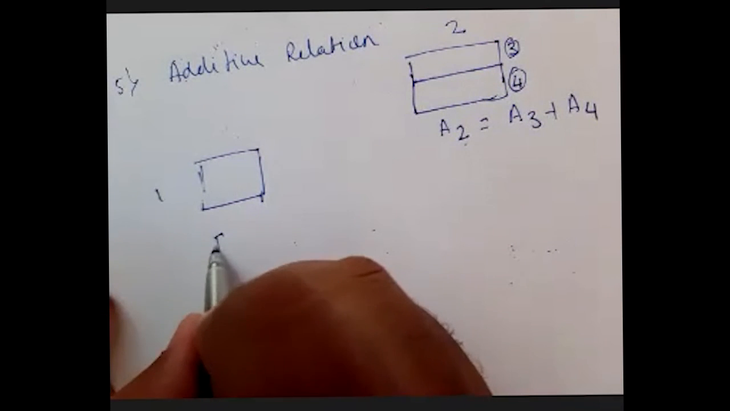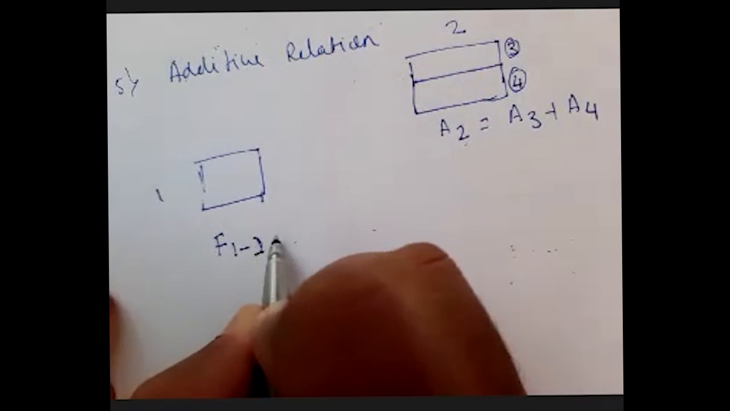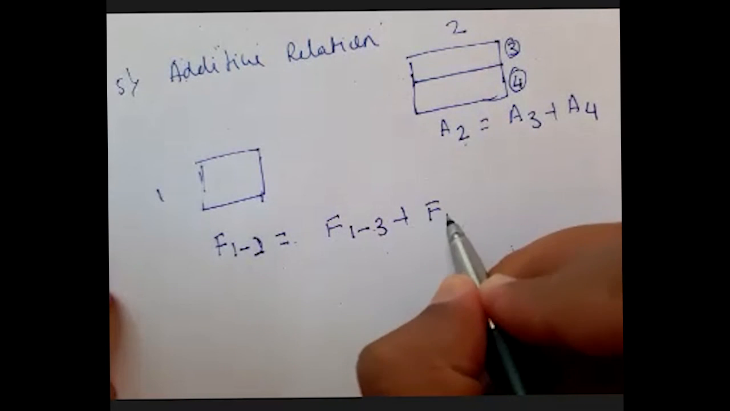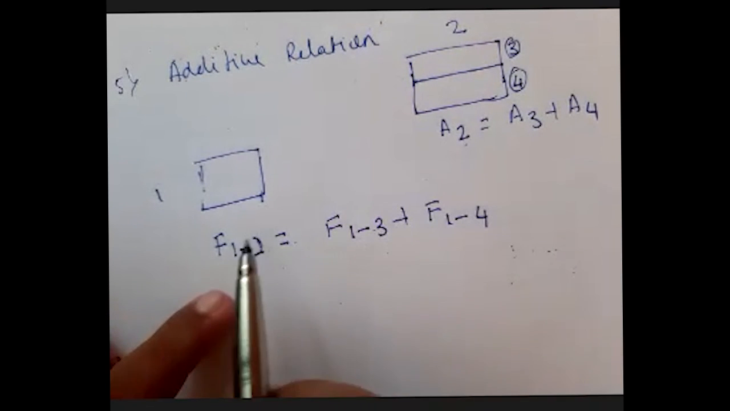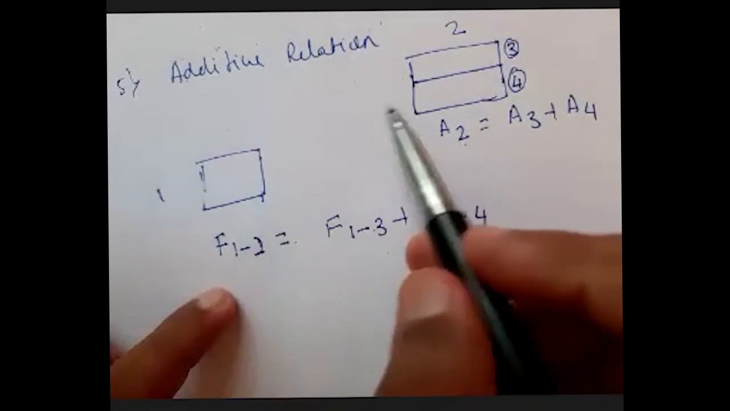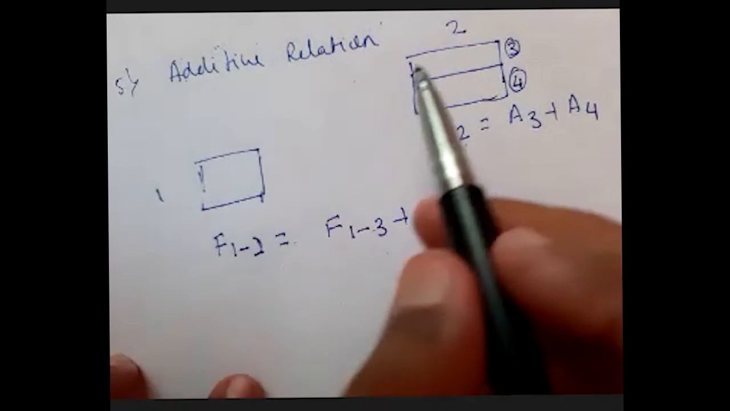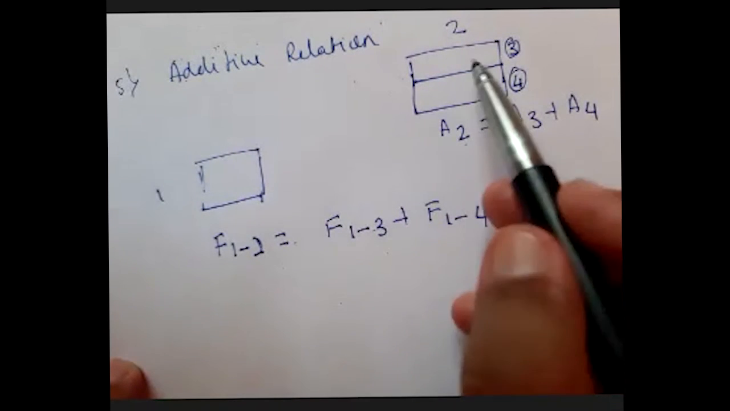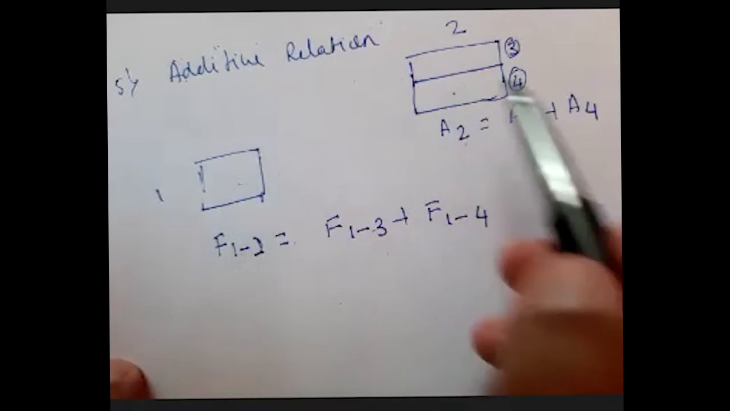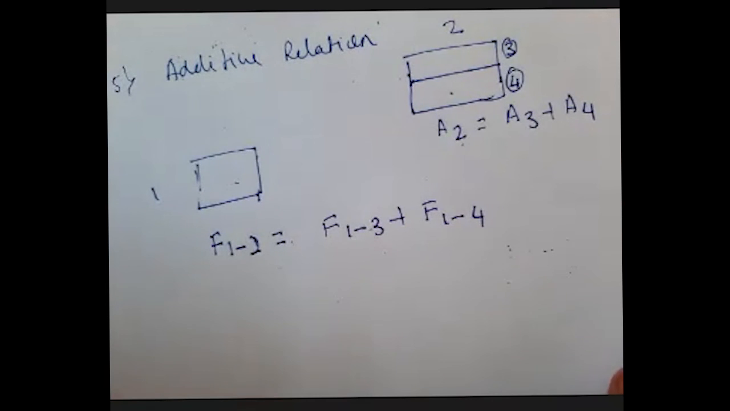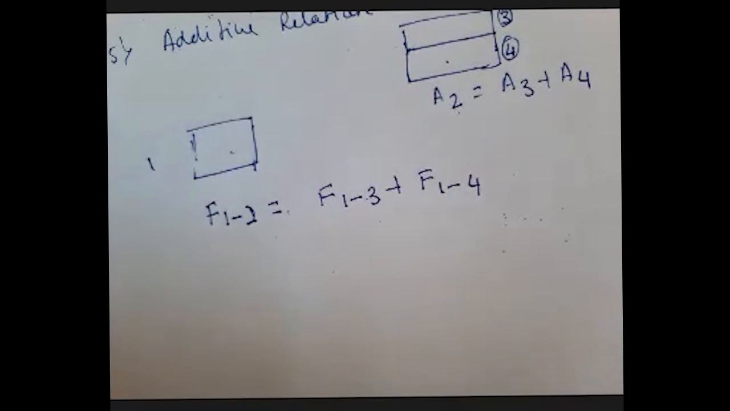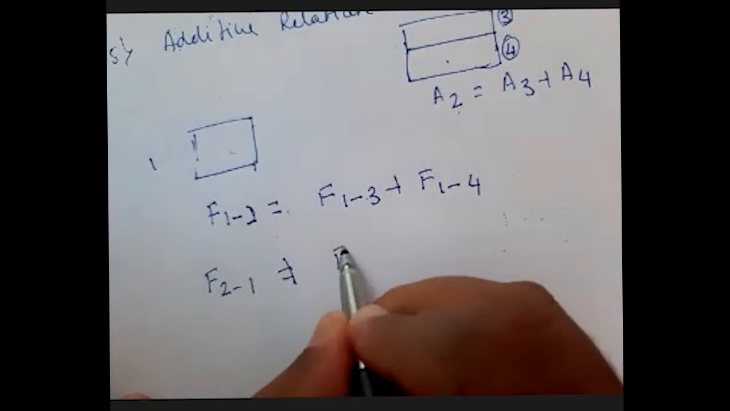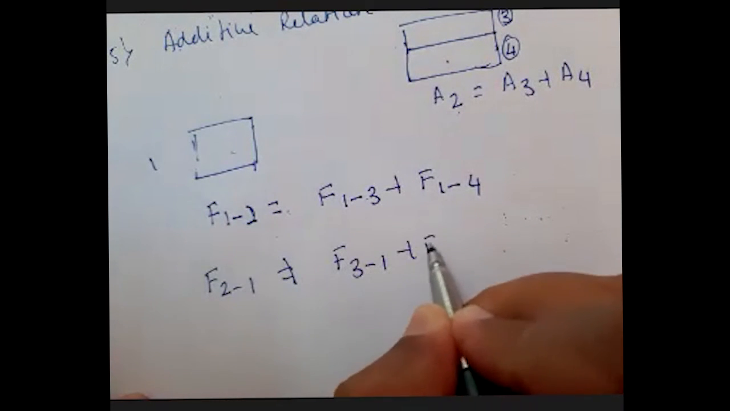In that case, shape factor F1-2 will be equal to F1-3 plus F1-4. The radiation coming out from surface 1 and intercepted by surface 2 will be equal to the addition of the shape factors from 1 to 3 and 1 to 4. But it will not be the same the other way around: F2-1 will never be equal to F3-1 plus F4-1.